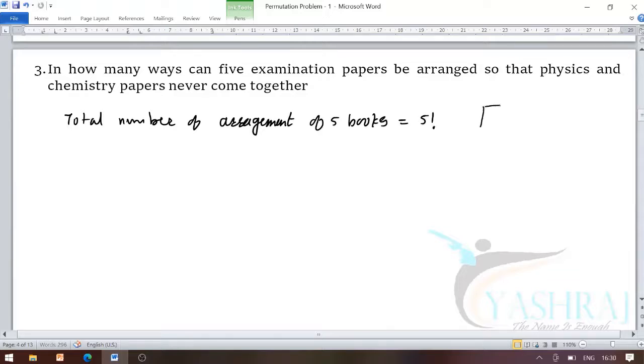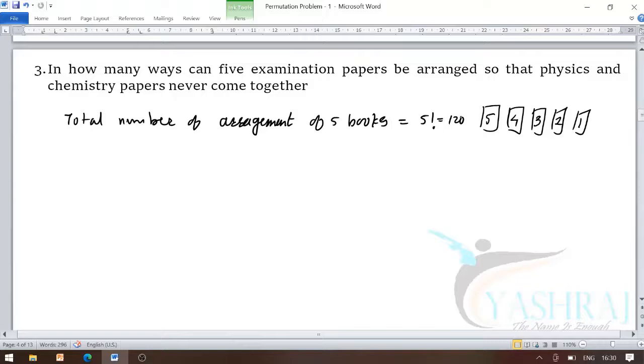How? We have 5 books and we have to arrange them in order. The first place can be filled in 5 ways, following which the second place can be filled in 4 ways, the third place in 3 ways, the fourth place in 2 ways, and the last place in 1 way. So 5 into 4 into 3 into 2 into 1 becomes 5 factorial. And the 5 factorial value, well known to everyone, is 120.